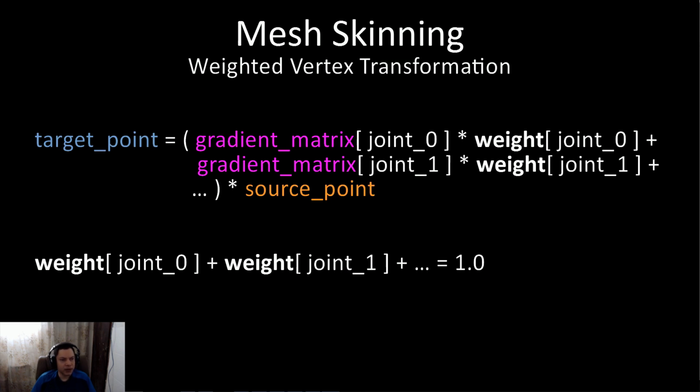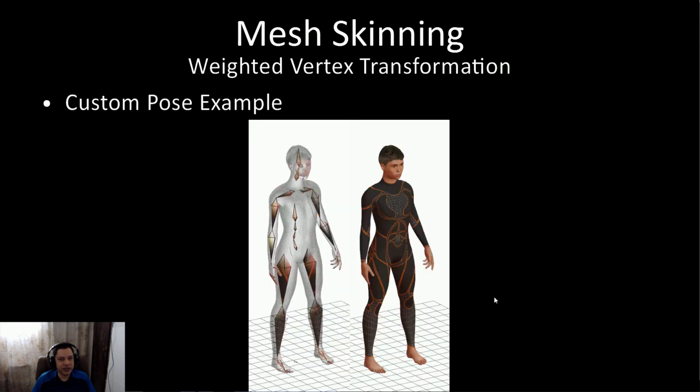If we want to do what is called GPU skinning, we might use a maximum of 4 influences per vertex. That is, we can send the skinning data to the GPU as a vertex attribute. With this approach, we can define any pose for our vertex data. Take a look at this example. If you want to see the mesh skinning algorithm details, the link is in the video description below.